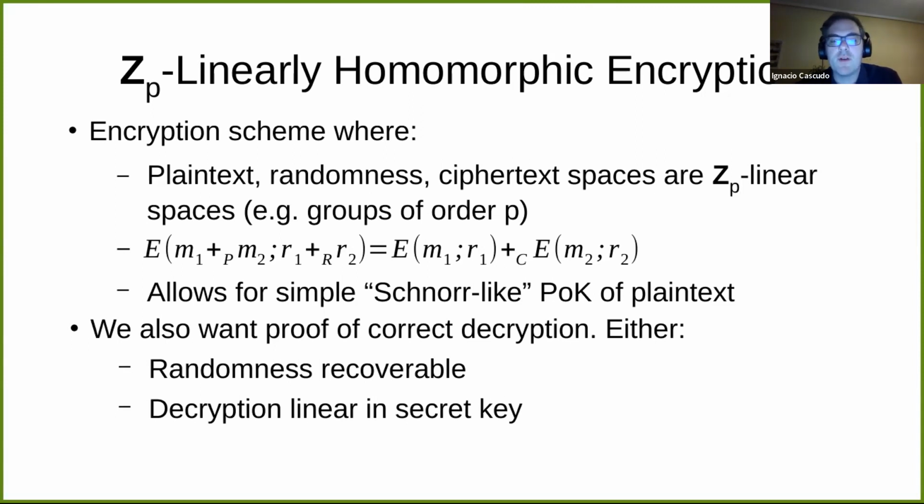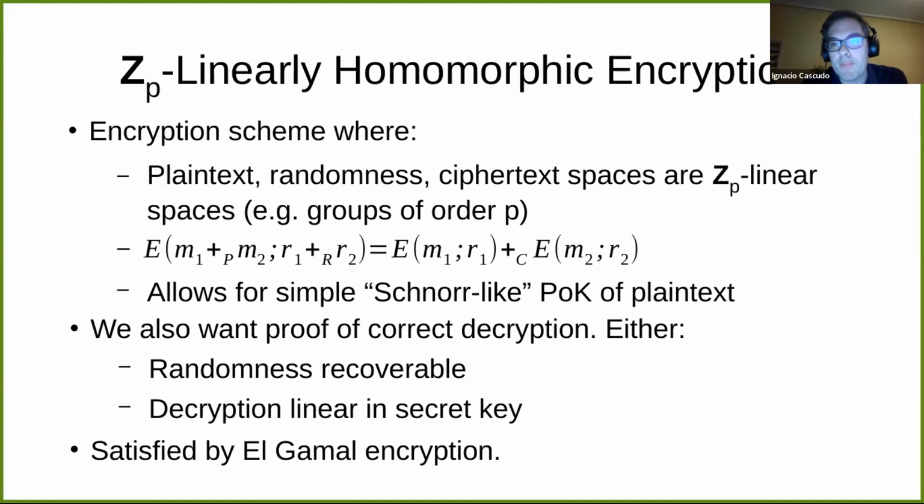So we see two ways of having such a proof. One is that if the party that is decrypting can also recover the randomness that gives you the ciphertext, then you can use the homomorphic property of the encryption in order to prove correct decryption. But also you don't need that if you have a decryption function which is linear in the secret key. In that case, you can also construct proofs of correct decryption without needing to recover the randomness. So if you have any of these properties, in particular, the second one is satisfied by El-Gamal.